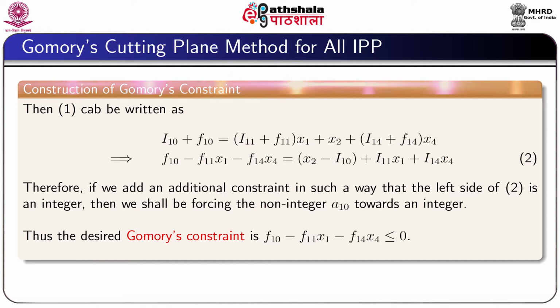Therefore, if we add an additional constraint in such a way that the left hand side of equation 2 is an integer, then actually we are forcing the non-integer A10 towards an integer. Thus, the Gomory's constraint is F10 minus F11 x1 minus F14 x4 is less than or equal to 0.